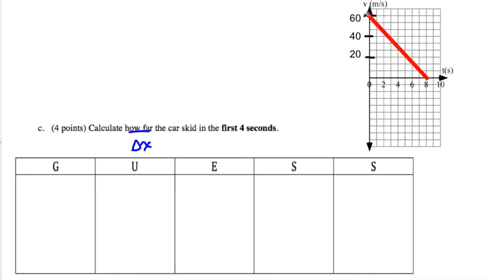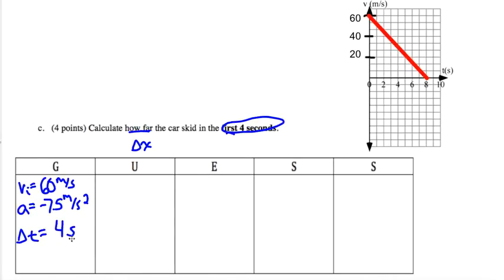We know this velocity is starting at 60. So velocity initial for this is 60. We just found the acceleration in the last problem. It was the negative 7.5 that we calculated. And now, I know the car moves for 8 seconds, but they only care about the first 4 seconds. So for part C, our delta t is just going to be 4. Unknown. What they asked us to find is that delta x. And we have an equation for that. It's motion equation number 2.